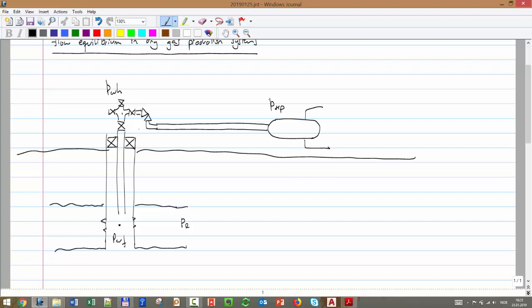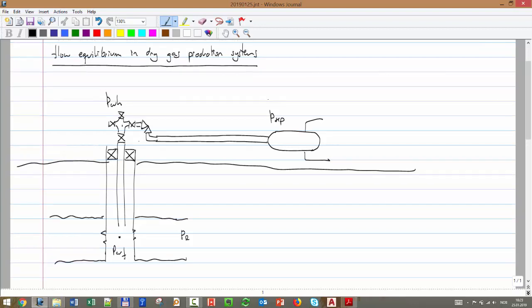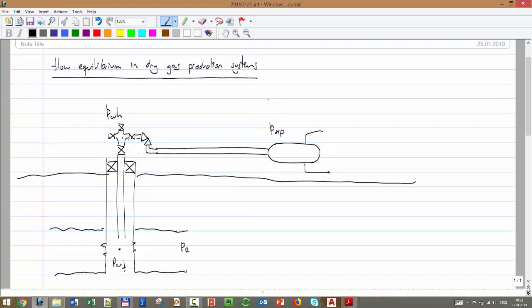So let's look at something that is called flow equilibrium, and we are going to look at the particular case of dry gas.